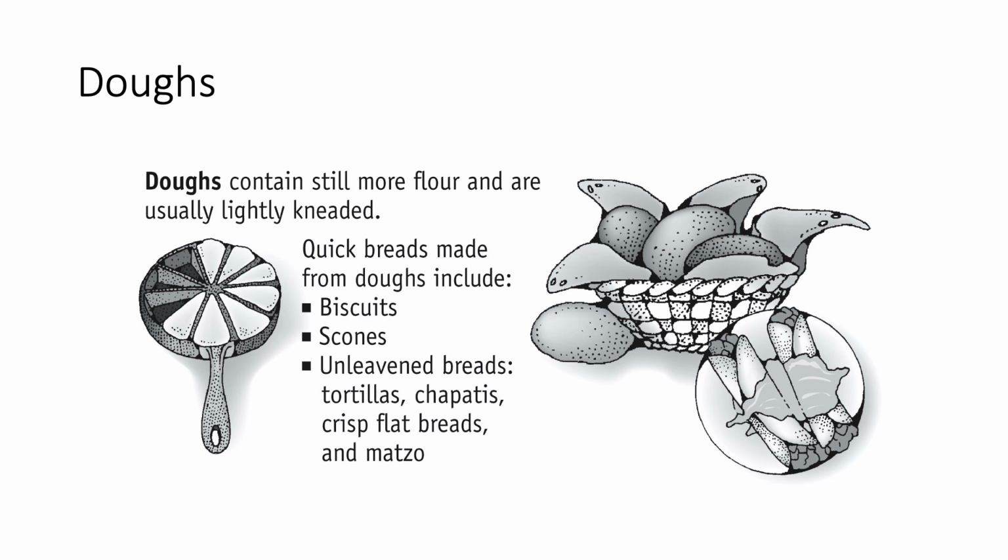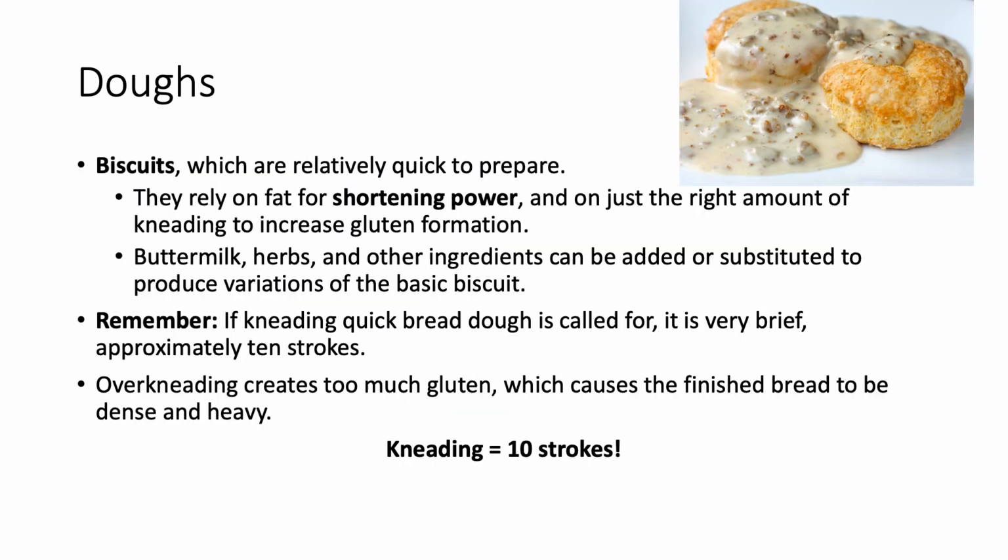Doughs are a very high flour product, so they have a much higher flour ratio than even the drop batters. You can also make some quick breads from them as well, and that includes biscuits and scones. So they're examples of quick breads you'd make from a dough. So biscuits, these are relatively quick to prepare. They rely on fat for shortening power, and on having just the right amount of kneading to increase gluten formation.